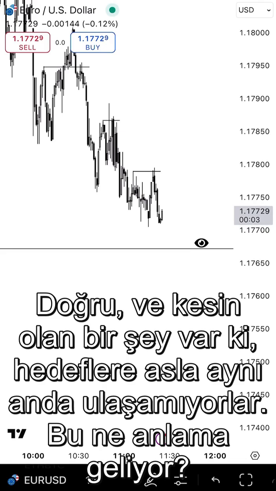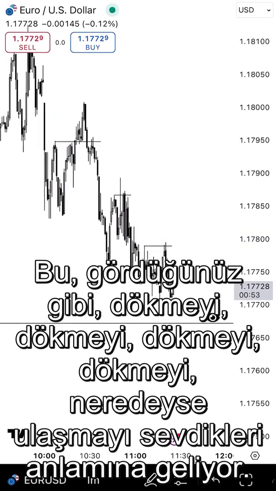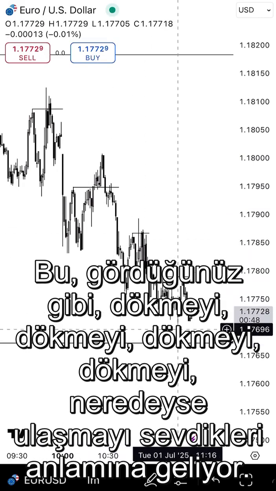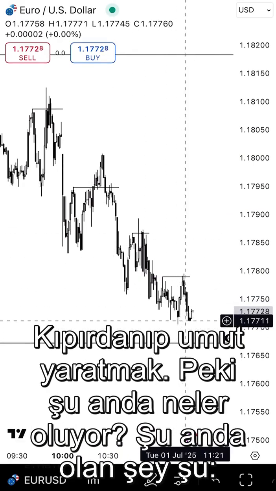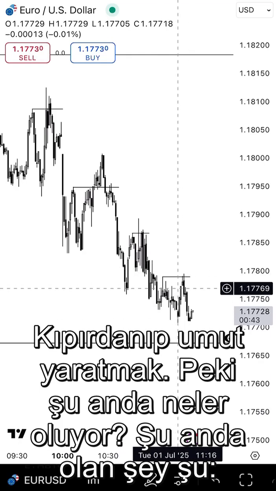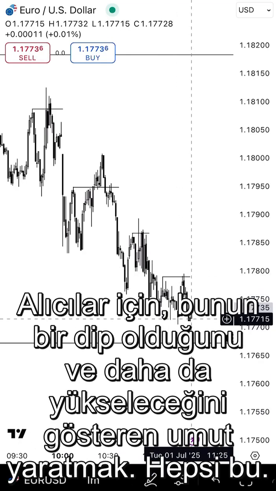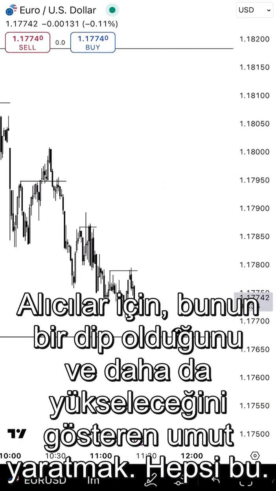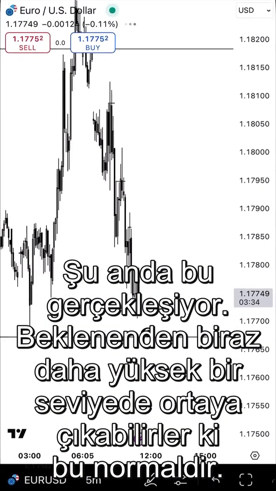And one thing is for sure, that they never reach the targets at once. What does that mean? That means they like to, as you can see, dump, almost reach, wiggle around, creating hope. Right? So what's happening right now? They're creating hope for buyers that this is a bottom and it's going to go higher. That's all that's happening right now. They may pop up a bit higher than expected, right, which is normal.